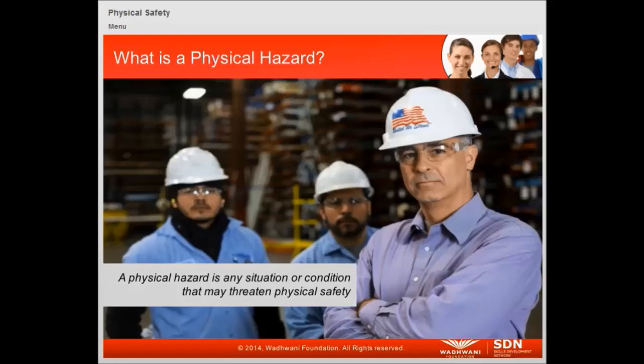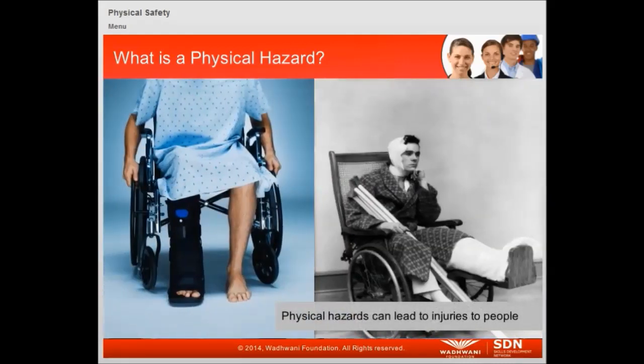What is a physical hazard? A physical hazard is any situation or condition that may threaten physical safety in a work environment. Physical hazards can lead to injuries to people.